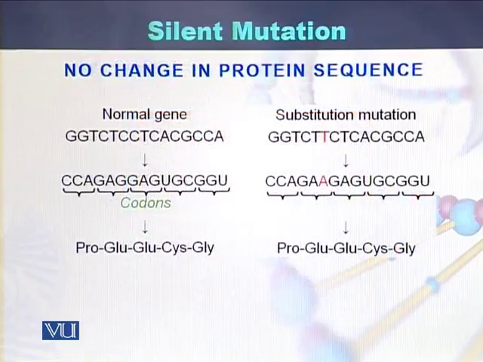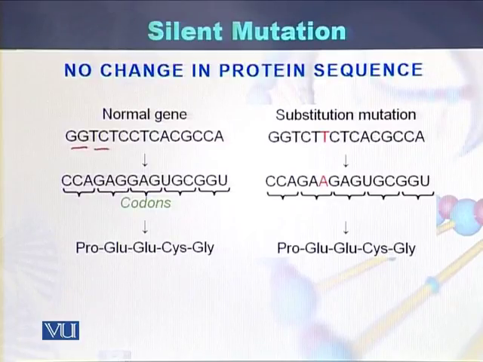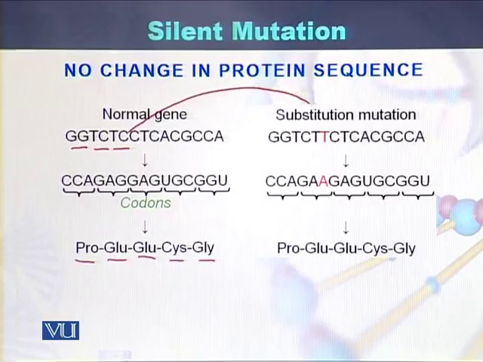In this example, we see that there is a change at the DNA level, but there is no change at the protein level. If we read the sequence of the normal gene, we see GG, TC, TC. As a result of the normal product of this gene, the amino acids which are produced will be proline, glutamic acid, cysteine, glycine. While if there is a change at the DNA level, this C is converted into T.